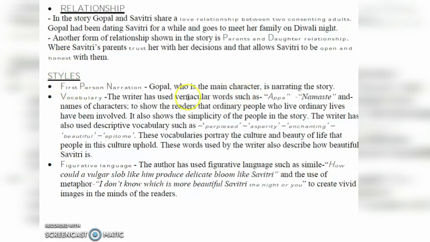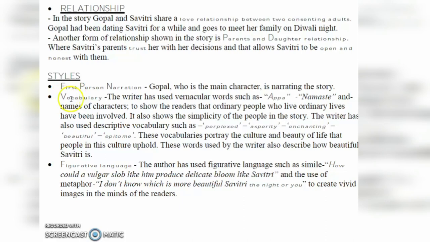Our first style is first person narration. So this is the type of narration of our story, or how the story was presented to us. Now Gopal is the first person narrator. So we hear the story through his perspective. Gopal, who is the main character, is narrating the story. Everything is coming from his side. So him finding out about Savitri, and how he was telling her parents, how she was telling her parents, etc., we are also revealed everything through Gopal's perspective.